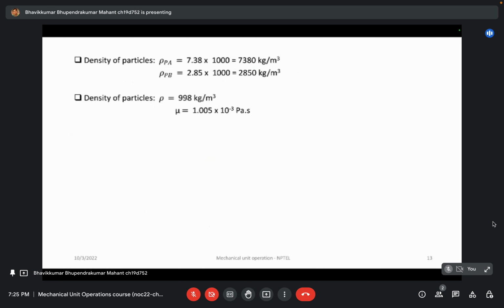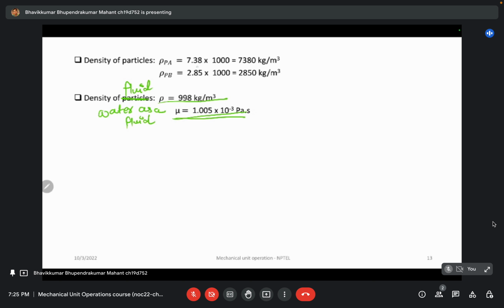First we have to list out the data. Here we are using water. For water, the density, this is not the particle, this is the fluid. So what is the density of the fluid? It is 998 kg per meter cube, which we can consider for water. And what is the viscosity of water? Here we consider water as the fluid, so the viscosity is 1 into 10 to the power minus 3 Pascal second, or kilogram per meter second.